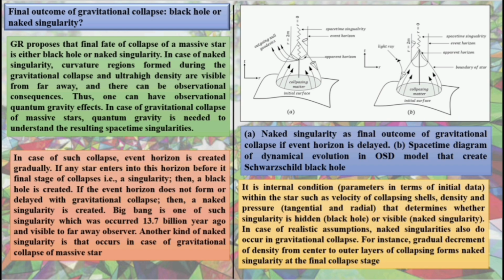So here it is the internal conditions, that is, parameters in terms of initial data within the star, such as velocity of collapsing shells, density, and pressure, which may be tangential or radial, that determine whether the singularity is hidden or visible. In the case of realistic assumptions, naked singularities also do occur in gravitational collapse. For example, gradual decrement of density from the center to the outer layers of the collapsing star forms a naked singularity at the final collapse stage.